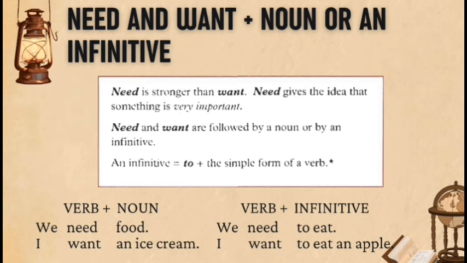For the example of verb plus noun: we need food. I want an ice cream. Verb plus infinitive: we need to eat. I want to eat an apple.